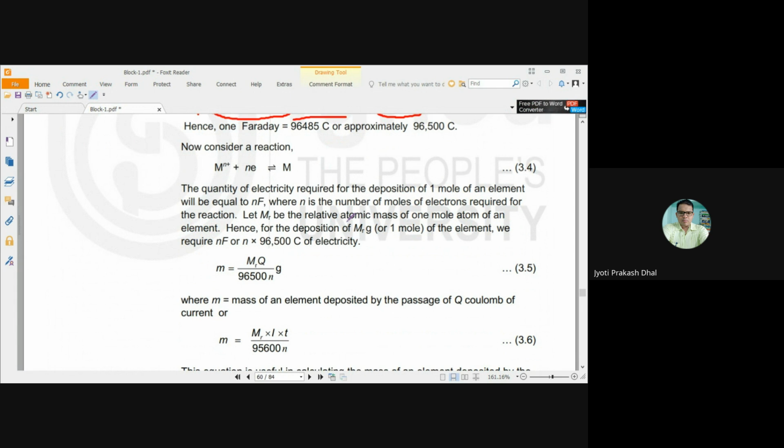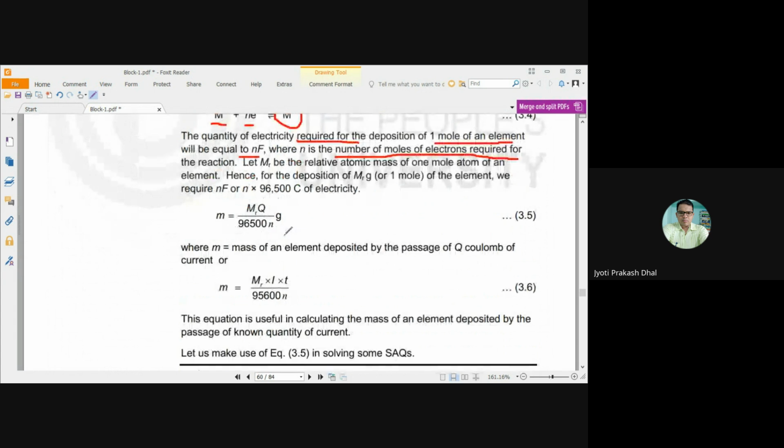Now consider this reaction: M n plus, that is the metallic ion, plus n electrons, converted into solid metal. Here the quantity of electricity required for the deposition of 1 mole of element will be equal to nF, where n is the number of moles of electrons required for the reaction, and let Mr be the relative atomic mass of 1 mole of atoms of an element. Hence, for the deposition of Mr grams of the element, we require nF, that is n into 96,500 coulomb of electricity.